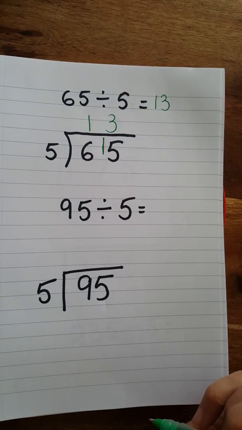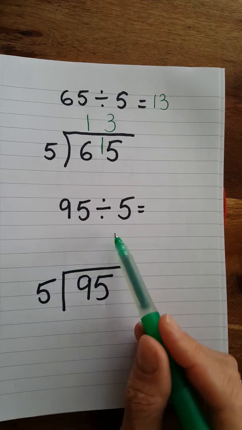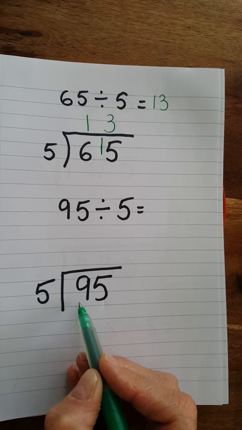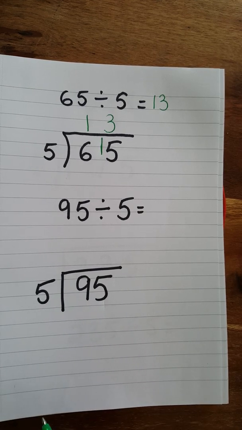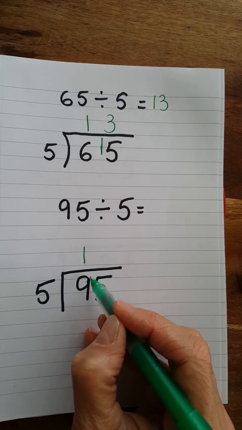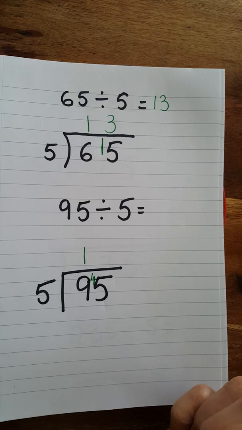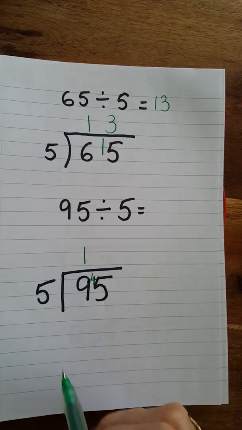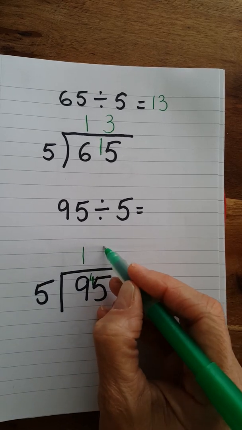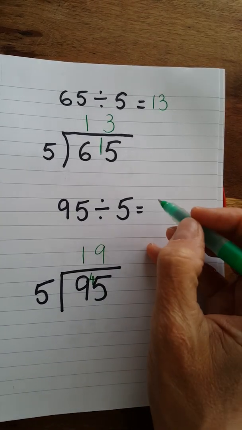So the next one, slightly bigger again, how many 5s in 95, or 95 divided by 5? So we start off, we go, how many 5s in 9? And that is 1 lot of 5, but we've got 4 left over. So I'm going to put the 4 that we've got left over in front of the 5. And now that says 45. So how many 5s in 45? And you know from your tables that is 9. So there are 19 5s in 95.